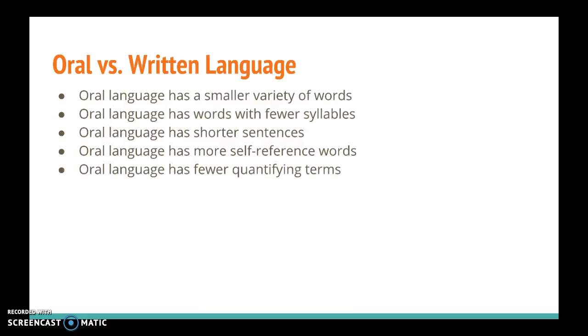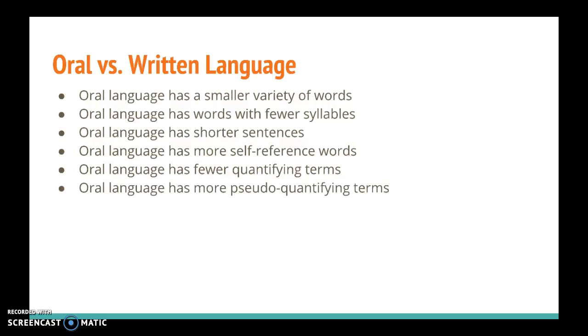Oral language also has fewer quantifying terms, meaning that we use less precise numerical words. So, for example, rather than saying that there are 5,249 people who get killed by sharks every year, we just say that there are over 5,000, right? We make things simpler for the listening setting.